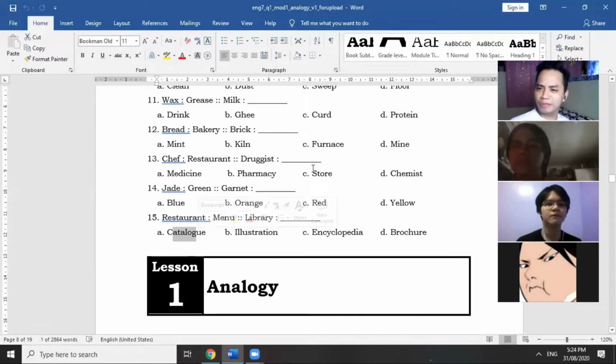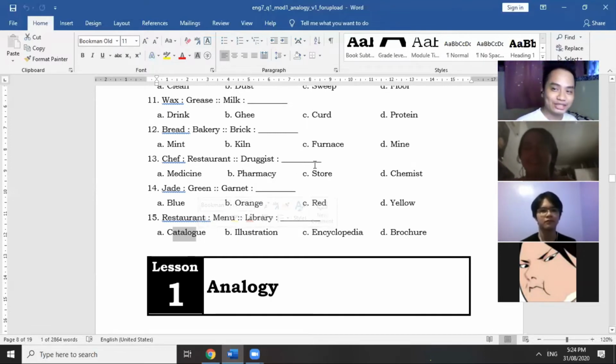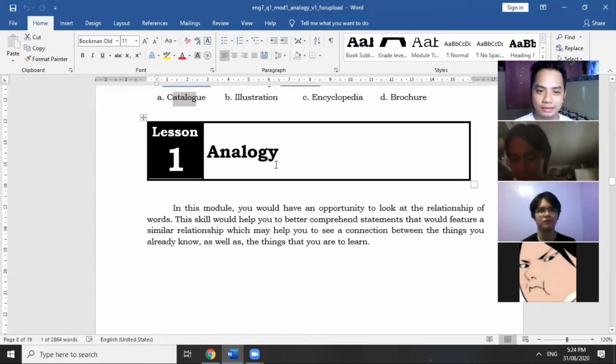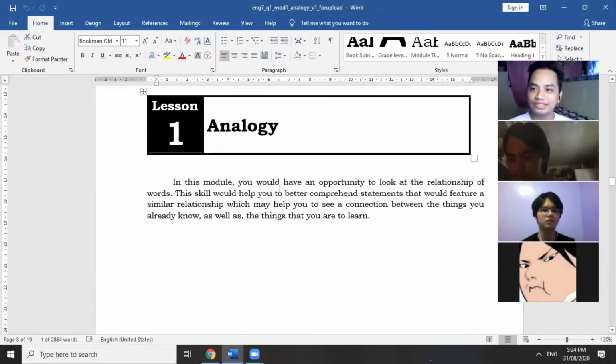What does OPAC mean, Joffrey? It's also included in examinations. What does OPAC mean? I do not know, sir, but I think it's a computer mediated catalog. Very good. OPAC also appears in examinations, and OPAC means online public access catalog. Okay? So let's go with lesson 1, analogy.